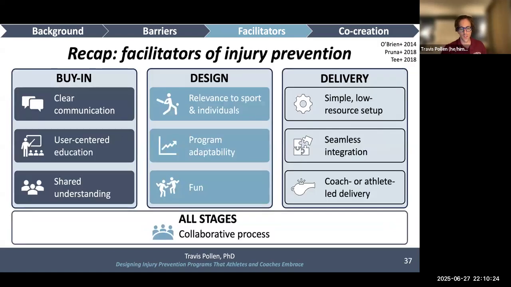So here's a recap of those facilitators. These facilitators are all the ways that we can break down the barriers to promote adoption. So we have our buy-in factors. These are really interpersonal and attitude related, making sure that people believe in the program first and foremost. Then we have our design related features. These are about how we can thoughtfully customize the program to make it more compelling. And then our delivery features that make it feasible and sustainable for everybody involved: athletes, coaches, sports medicine, sports performance. And then across all of our stages, we are emphasizing that collaboration, because none of this works without that grassroots, bottoms-up collaboration.